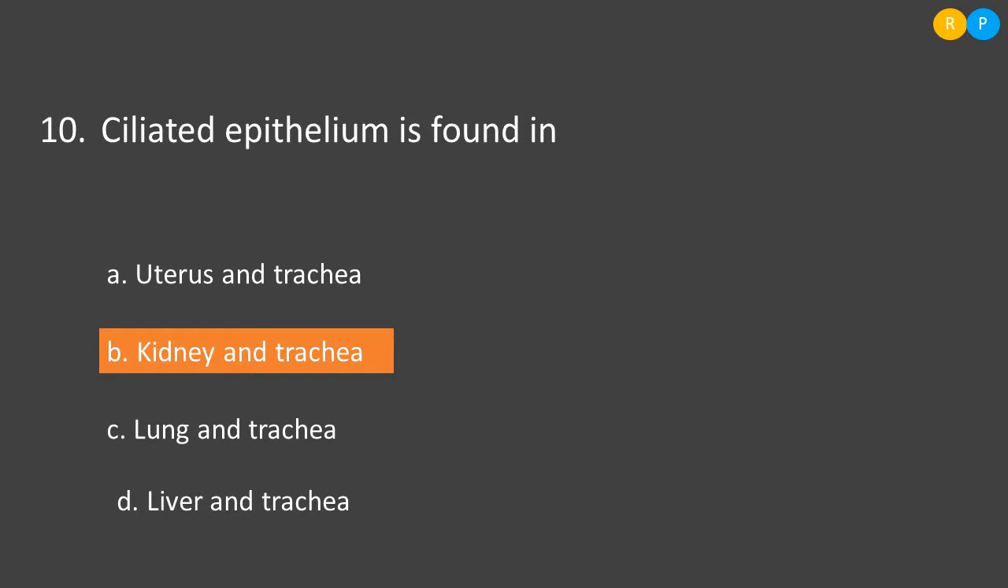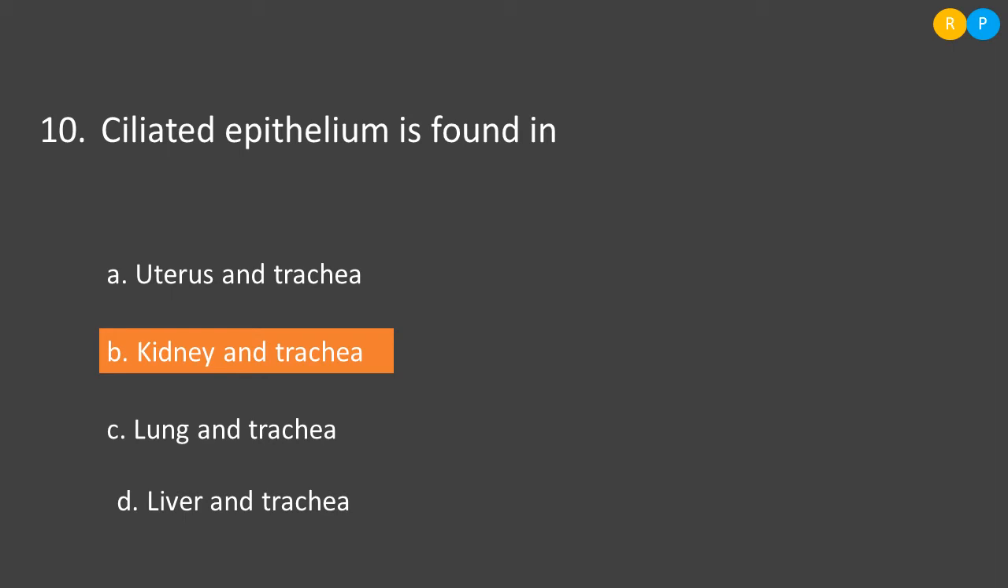Then look into option A, uterus and trachea. The uterus does not have ciliated epithelial tissue. The fallopian tube will consist of ciliated epithelia. Then option B, kidney and trachea. Kidney will have ciliated epithelium. Some part of the nephron will consist of ciliated epithelia. It helps in the absorption of some minerals. And trachea will also consist of ciliated epithelial tissue. It will give direction for the movement of mucus.